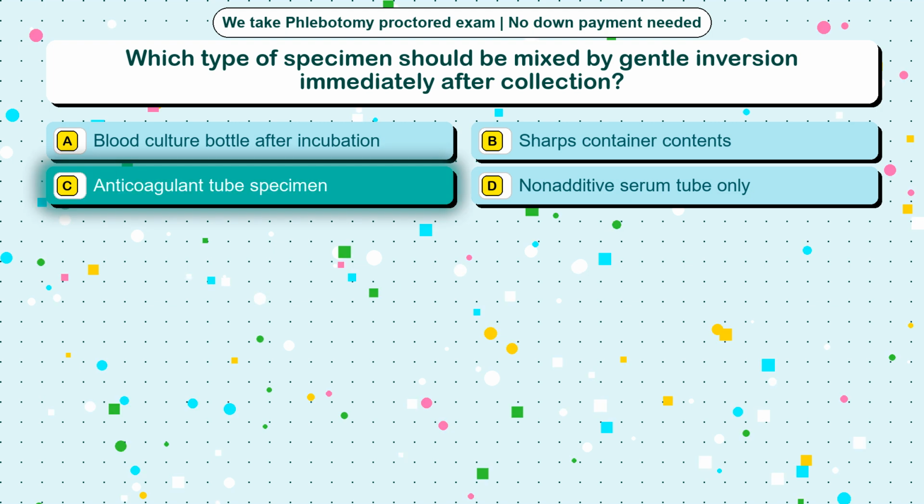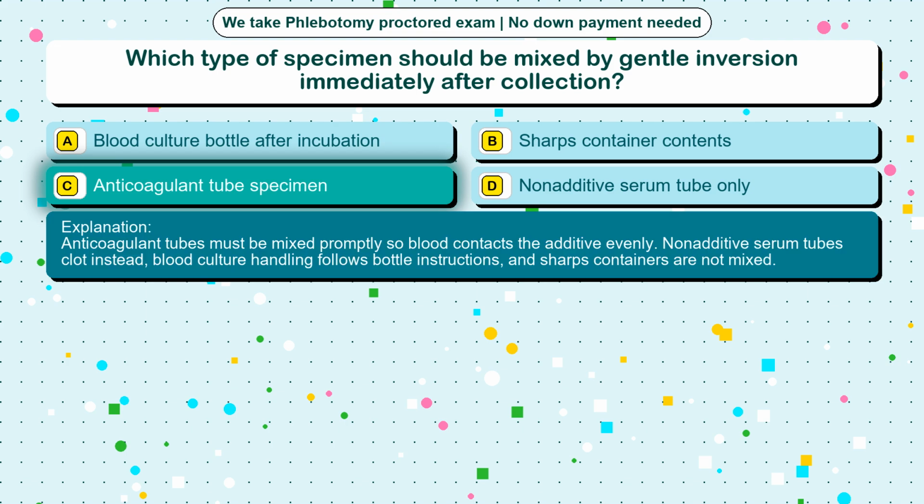The correct answer is option C, anticoagulant tube specimen. Anticoagulant tubes must be mixed promptly so blood contacts the additive evenly. Non-additive serum tubes clot instead, blood culture handling follows bottle instructions, and Sharps containers are not mixed.